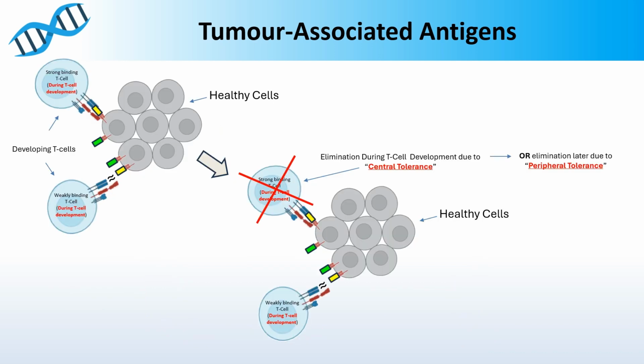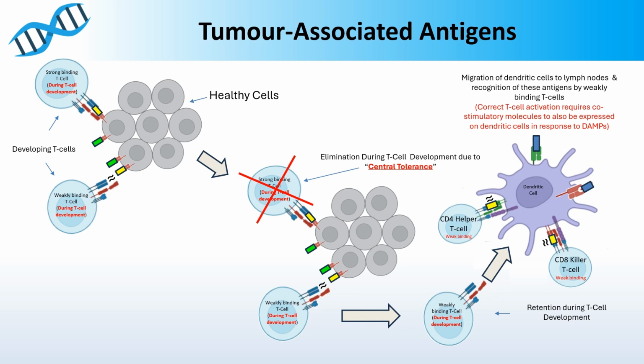Because they're clearly normal-looking proteins that are also going to be present on healthy cells, T cells that can recognize tumor-associated antigens and bind to them strongly are usually eliminated during T cell development due to what's referred to as central tolerance. Either that or they're eliminated later due to what's called peripheral tolerance. So these processes are useful as it eliminates T cells that can attack healthy cells. However, T cells that bind weakly to these self-antigens may survive these processes, for example, avoiding central tolerance or peripheral tolerance, and some of them can end up in the lymph nodes, and they will bind, albeit weakly, to these self-antigens when they're presented to them on dendritic cells.